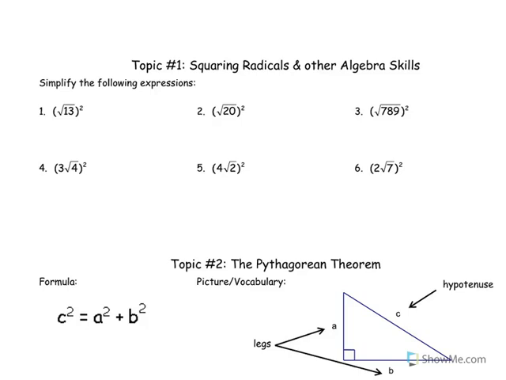Alright, so as we start Unit 8, which is going to be about right triangles, we need to just review a little bit of algebra skills before we do that, okay? So what we're going to do is talk about squaring radicals.